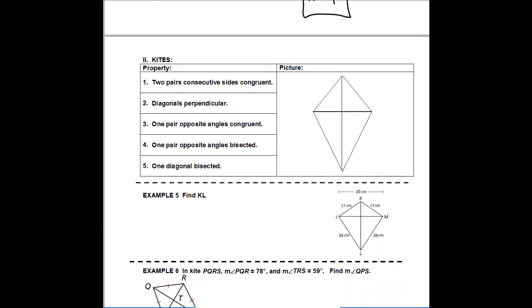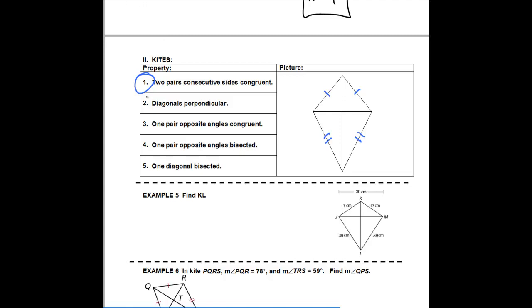Now we're learning about kites. Most of y'all know these as diamonds, but the formal definition is actually a kite. So here are all the different properties. Two pairs of consecutive sides are congruent. In other words, this side is congruent with this one, and this side here is congruent with this one.